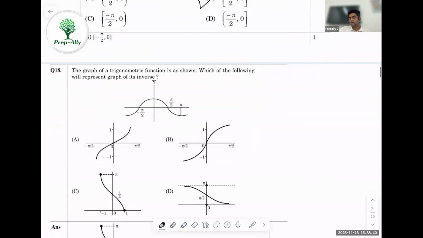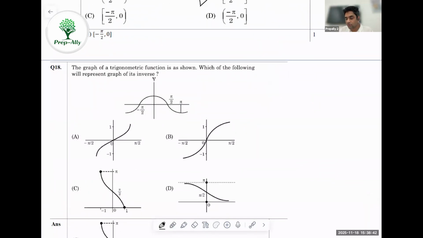Now, there's another question which came. It is more like a graphical idea. If you look carefully, it is basically the cos function, because cos is like this. This is the graph of cos. The question is, the graph of a trigonometric function is shown below, which will represent its inverse. So it looks like cos.